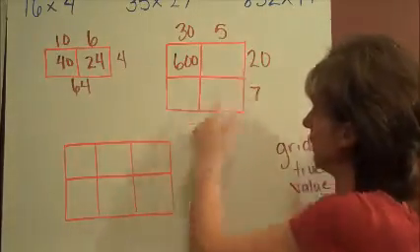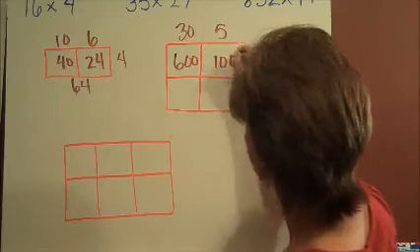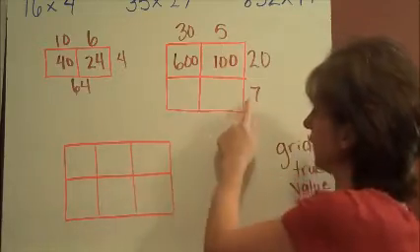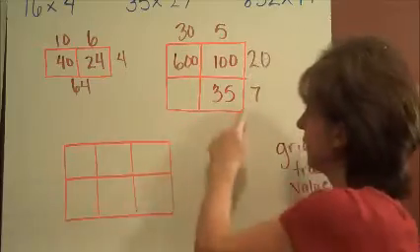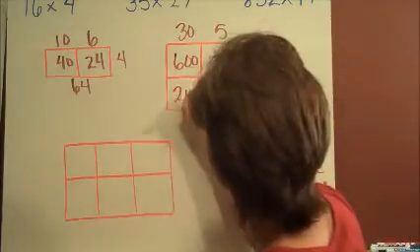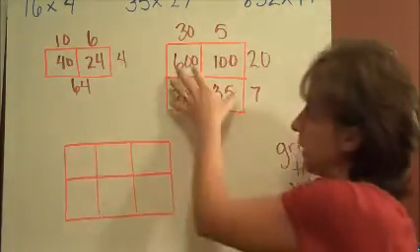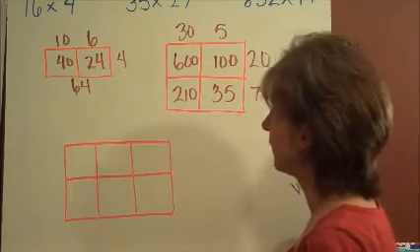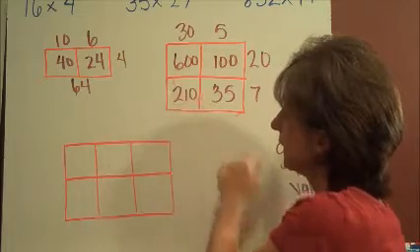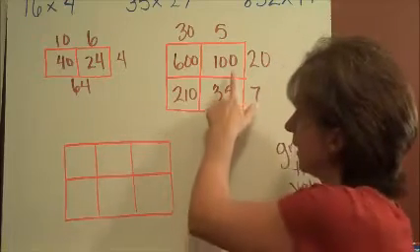5 times 20, which is 100. 5 times 7, which is 35. And 30 times 7, which is 210. Now my job is to add these numbers, and mental math can definitely come in handy because I can combine any of these numbers I can do in my head.